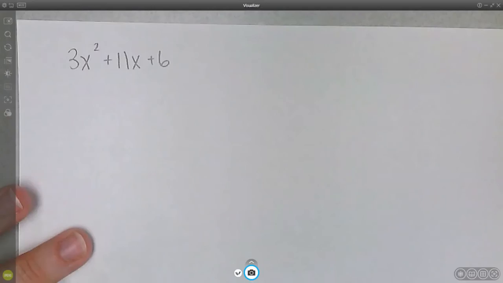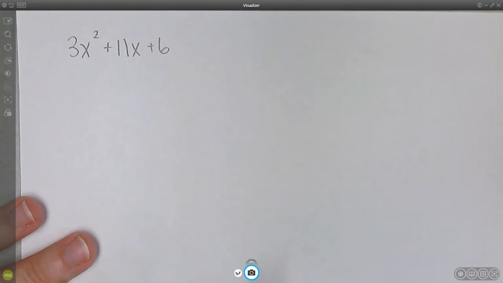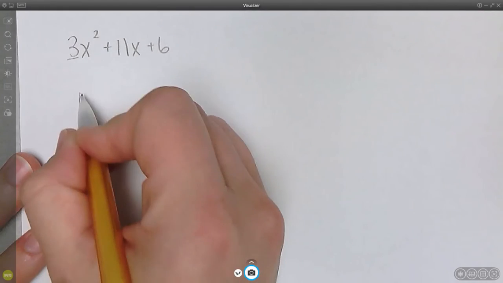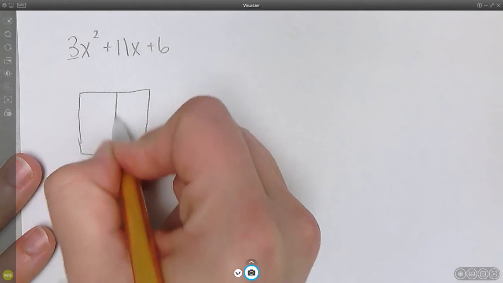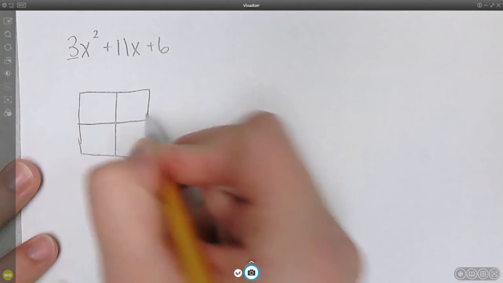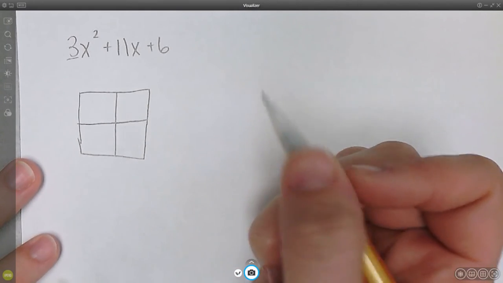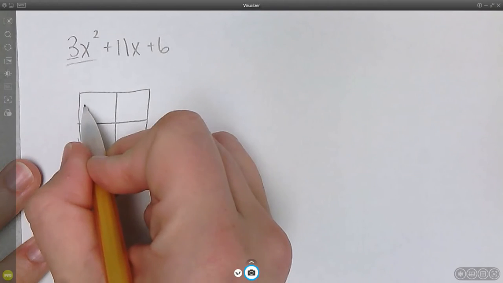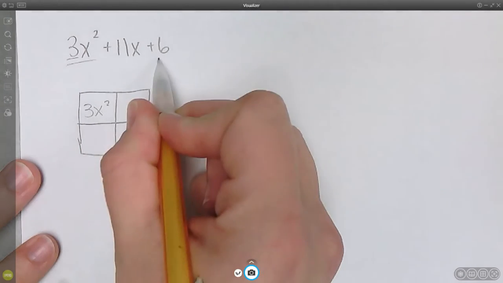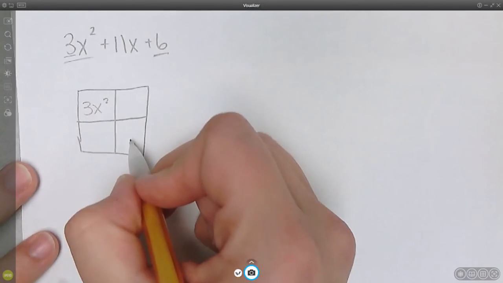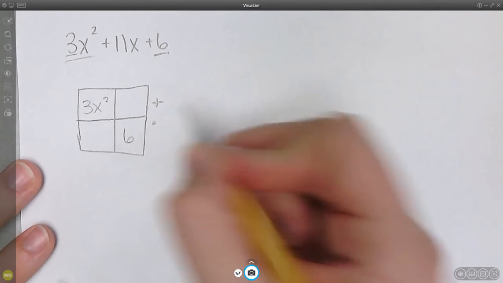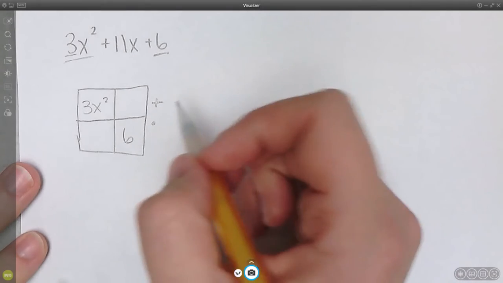which is exactly what we wanted. All right, so let's look at an example. Notice a is not 1, so we're going to use the box method, the reverse box method, if you want to call it that. This first term will always go in the top left, so 3x squared. The last term always goes in the bottom right. And then I always put these two things over on the side, which helps keep me organized.